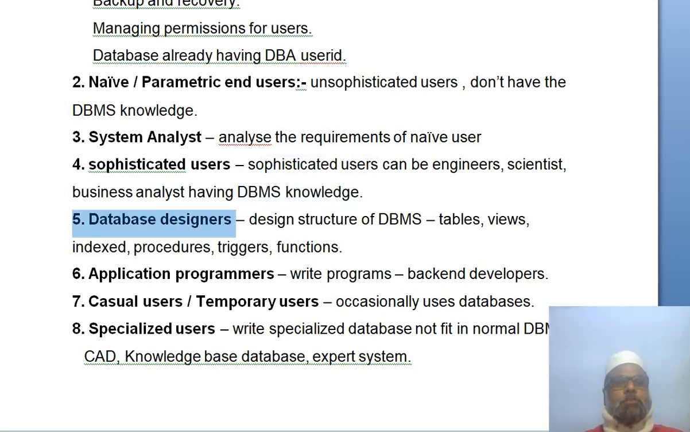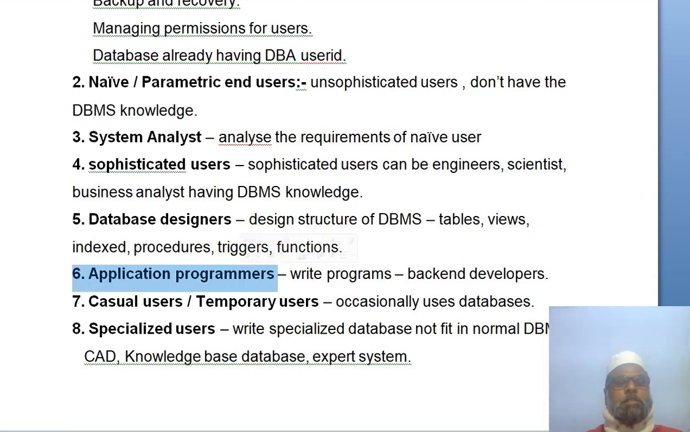Next, the fifth user is database designers. Designers design the overall structure of a database, and they create the tables, views, indexes, procedures, triggers, functions, etc. All of these components are created by the database designers.